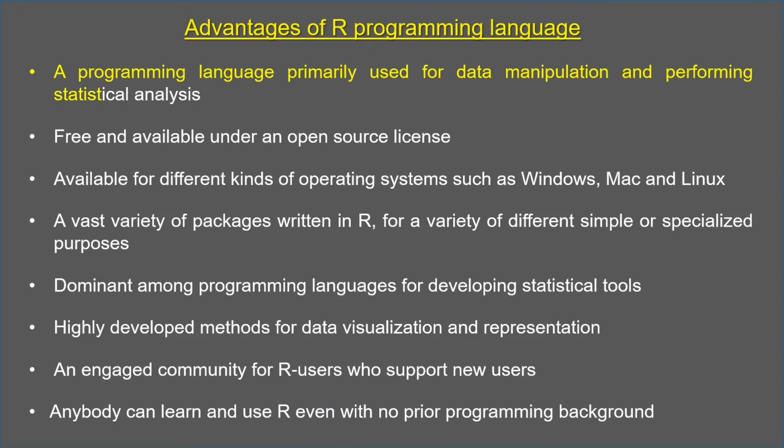R is a programming language primarily used for data manipulation and performing statistical analysis. It is free and available under an open source license. It is available for different kinds of operating systems such as Windows, Mac, and Linux. There are a vast variety of packages written in R for a variety of different simple or specialized purposes. It is dominant among programming languages for developing statistical tools. Methods for data visualization and representation are highly developed in R.